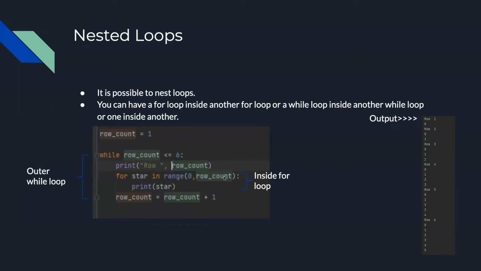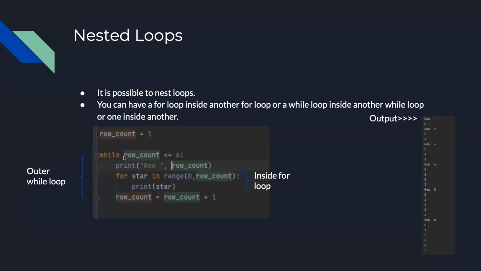Remember, row count will be exclusive, so we start at 0, go up to row count, but don't use row count. So this basically returns just a list with only the value 0 in it. Then we print star, so we're printing 0 here. Then we exit out of that because range is exclusive to this second argument here. So we only print 0. We come out to here, we increment row count. So row count equals row count plus 1. So now the value of row count is 2.